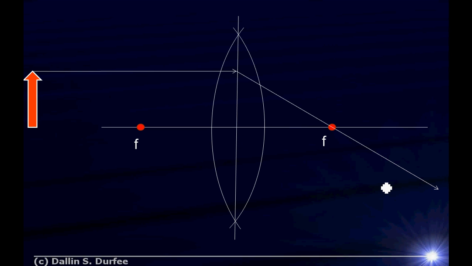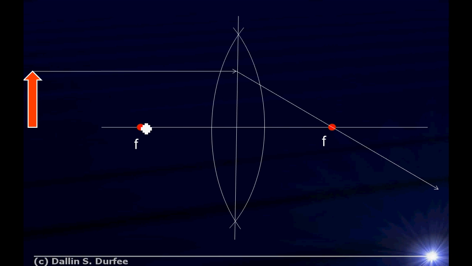It comes to a real focus. Light goes through the focus on this side. Note, with mirrors, we only had one focus. It was on one side or the other depending on whether the focal length was positive or negative. But for a lens, we actually have two focal points, one on either side.